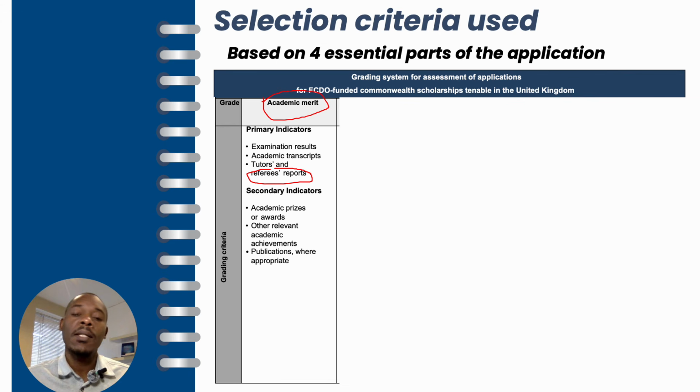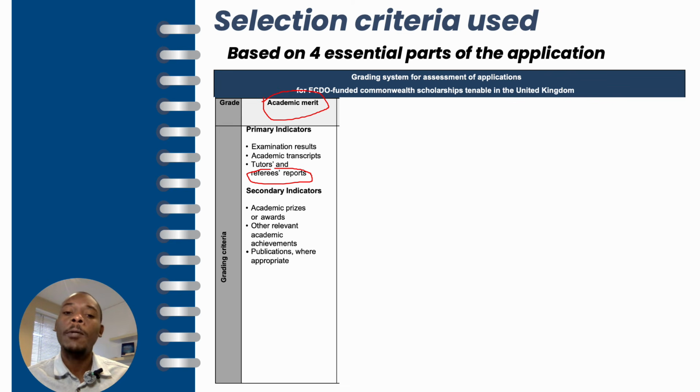There are secondary indicators that they will also consider. If 2 candidates are scoring the same score and they need to select one, then the secondary indicators will be added on to someone who has them. These include academic prizes. So if you have won a prize, you were the best student, you were a reader during your studies, maybe you were a class representative or a union president, all those add on to your academic merit as a secondary indicator. So that's why you need to include that information.